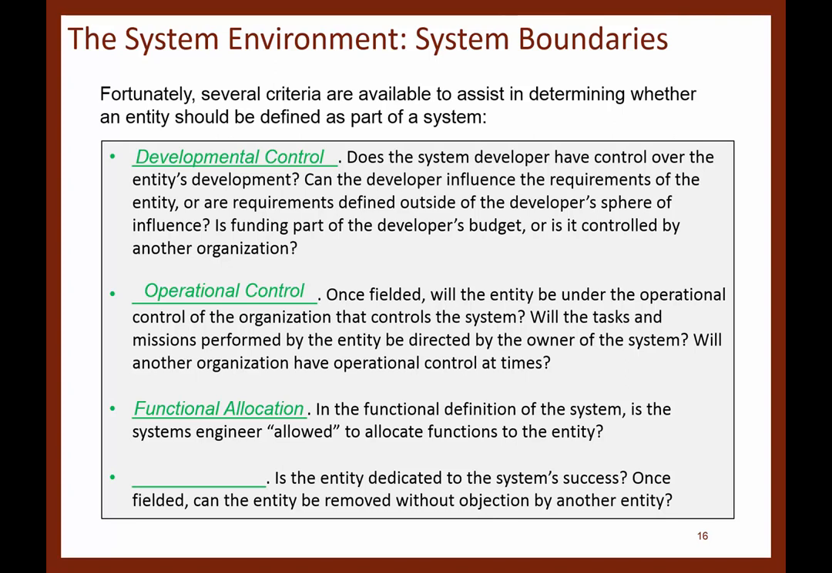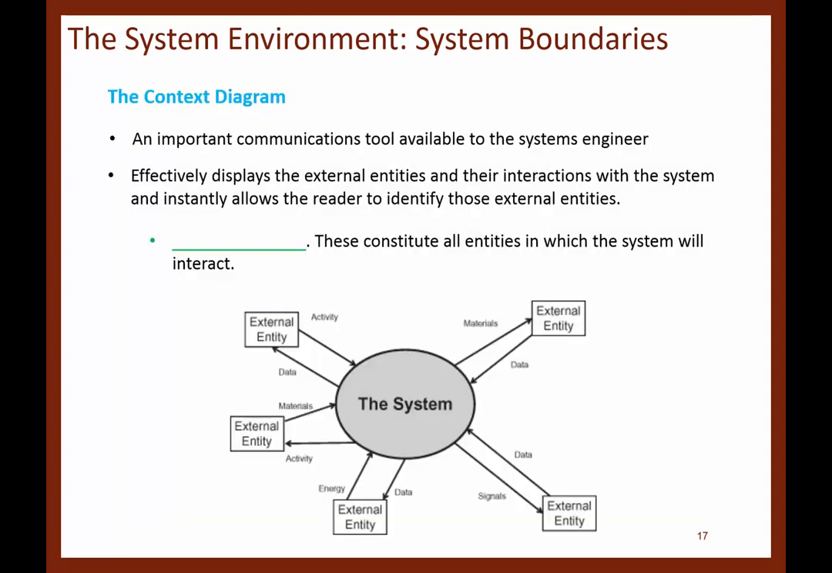Functional allocations. In the functional definition of the system, is the system engineer allowed to allocate functions to the entity? And then finally, unity of purpose. Is the entity dedicated to the system's success? Once fielded, can the entity be removed without objection by another entity? So by answering these questions, you can identify whether or not those entities are part of your system. If the answer is yes, then they are part of your system. If not, they're part of the environment.